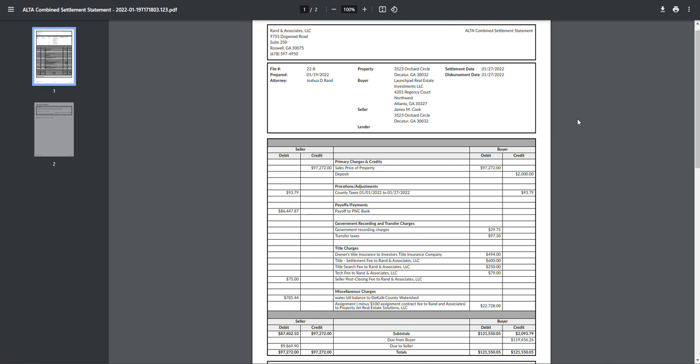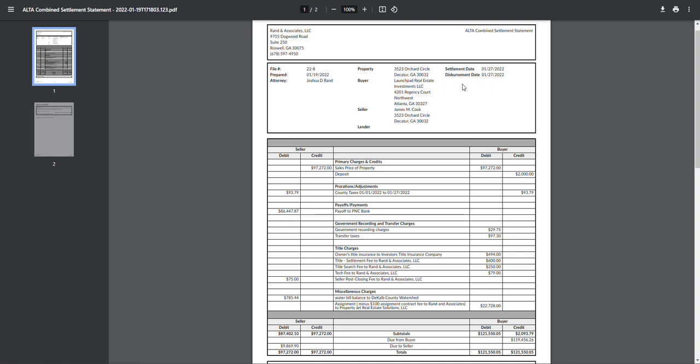It might be in a different format or whatever the case may be. But in this example, particularly, it is broken up into different sections, which is pretty easy to read. So we have the top section here, which is going to house the information of the closing attorney or title company. This middle section here is going to have information such as the property address, the buyer name, the seller name, if there is a possible lender on the deal, the settlement date, and the disbursement date.